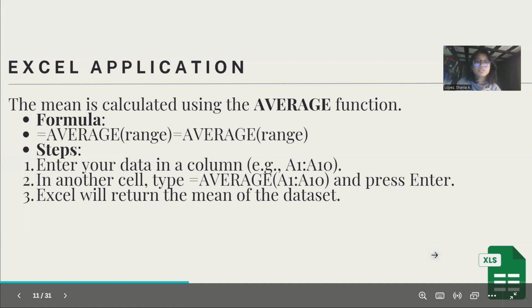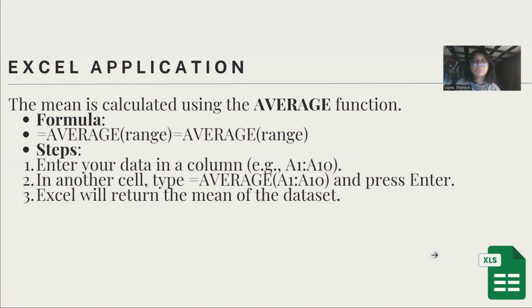Okay, so the first measure of central tendency that we will be finding in the Excel app is the mean. The mean is calculated using the AVERAGE function, and the formula that is used is the equal sign, AVERAGE, open parenthesis, range, close parenthesis. So there's actually an option there. You're just going to click the one that says AVERAGE.